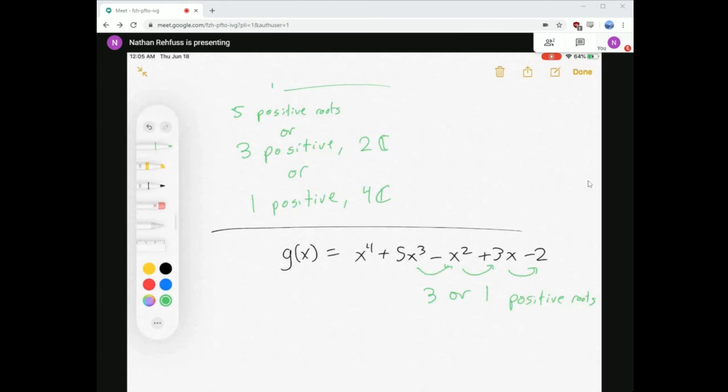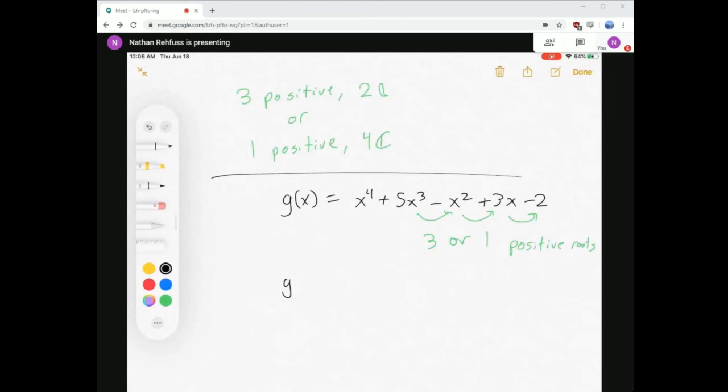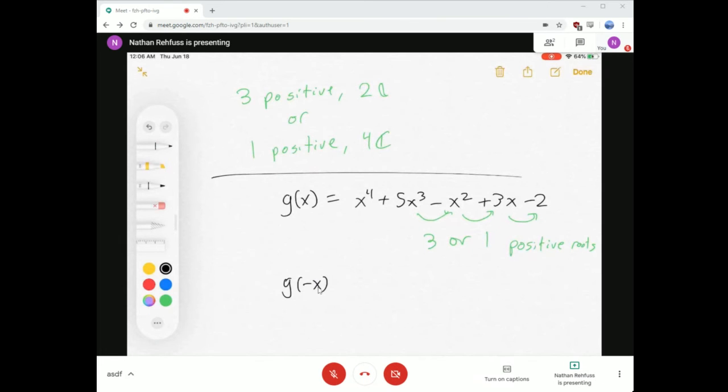Here's a funny gimmick. Negative roots of g of x are the same as positive roots of g of negative x. Get it? If I plug a negative number into here, it's the same as if I plug negative 4 in here, it's the same as plugging positive 4 in here. It's exactly the same thing.